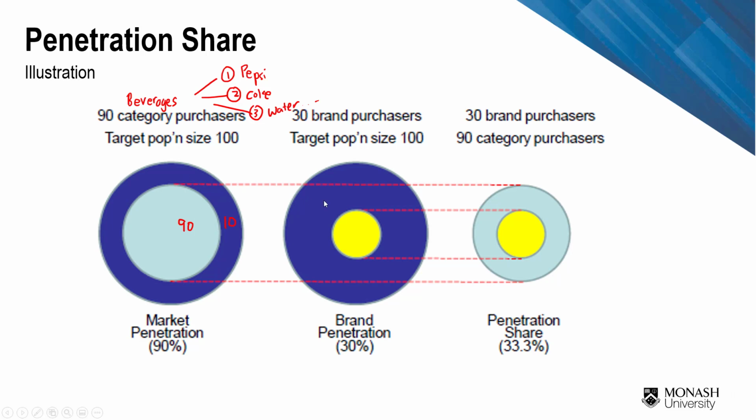Now out of 90, let's say 30 actually buy your brand. So let's say 30 buy Pepsi. So we can say that this yellow is 30. The penetration share will be the 30 out of the 90 people who actually buy the category. So here the penetration share is going to be 30 divided by 90. That is going to be your penetration share. I hope that makes sense on the illustration of penetration share.